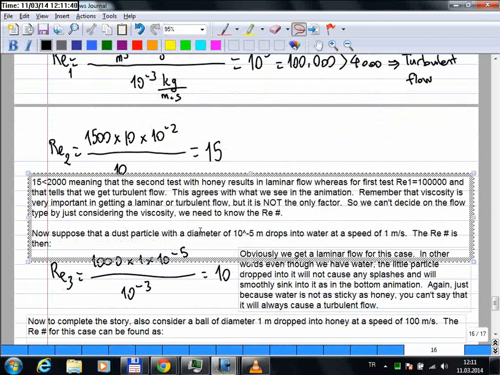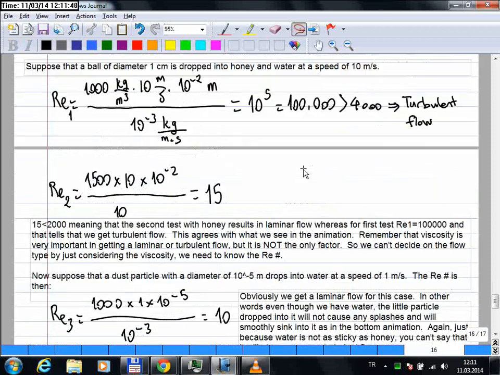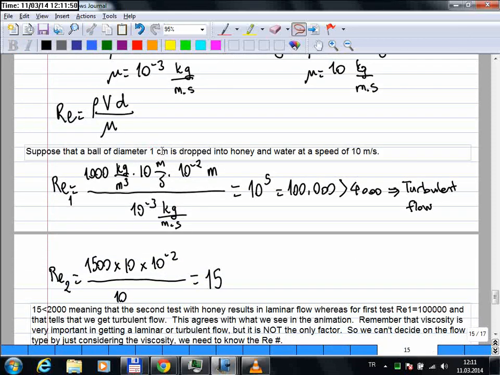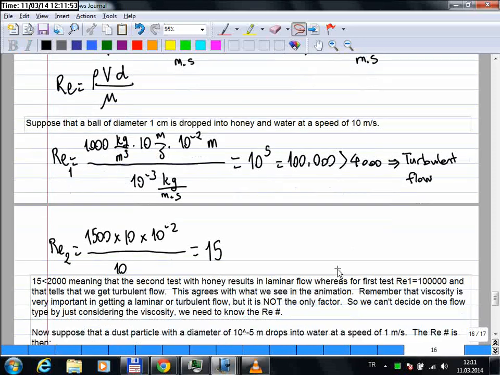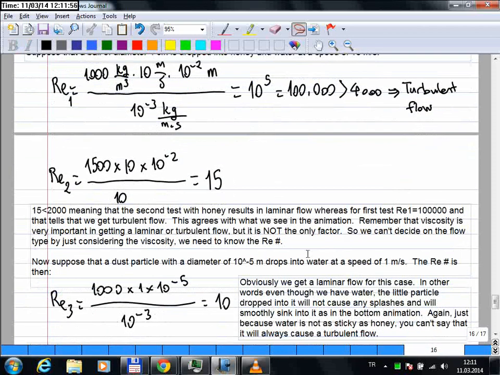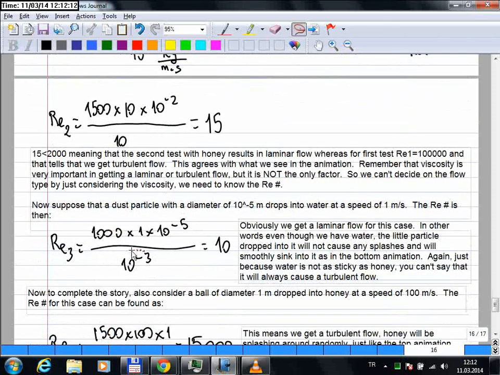Now suppose that I have water, but now I am dropping a much smaller particle. Instead of dropping a ball with 1 centimeter diameter, let's assume that I'm dropping an object which is much smaller. Let's say a dust particle with a diameter of 10^-5 meters is dropped into water. At a lower speed, the speed is 1 meter per second as opposed to 10 meters per second. And you see that even if I use the water viscosity here, the Reynolds number for this hypothetical example turns out to be 10.